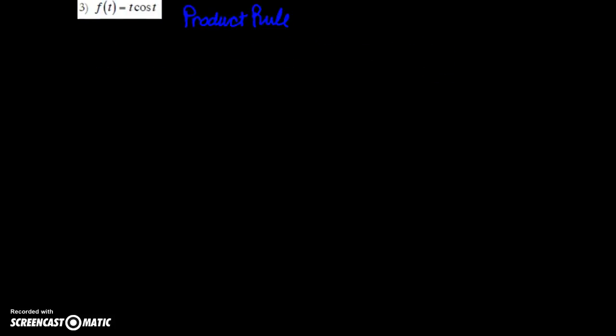Okay, now for this problem we use just the product rule. The chain rule is not even needed for this. And you choose which one you want to take the derivative of first. I'll take the derivative of the first one first. So the derivative of t is 1. We've got cosine t plus the derivative of cosine, which is negative sine, times t.